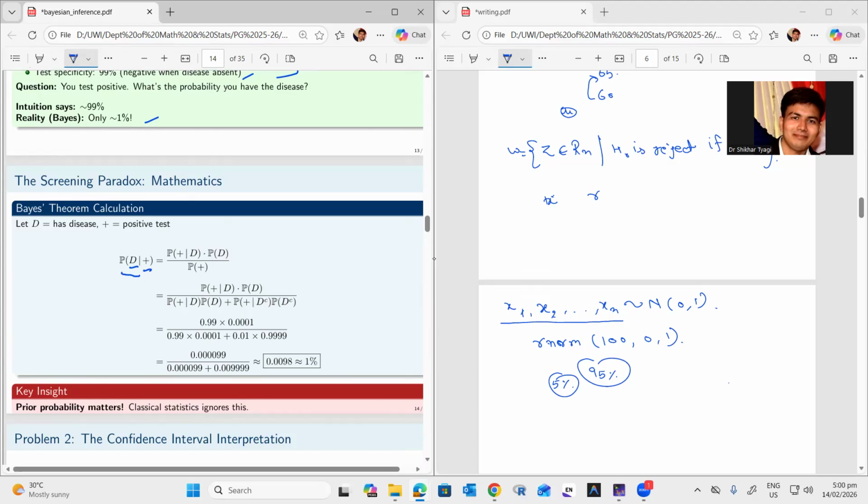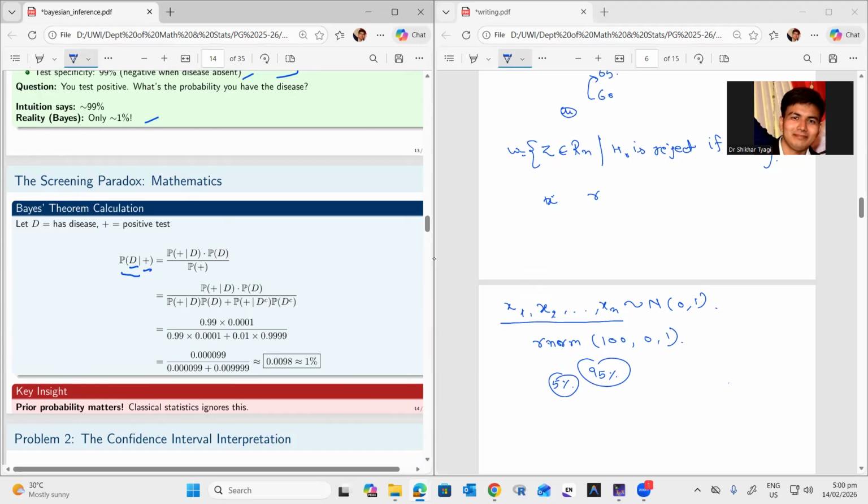So we will expand it. By Bayes theorem, it becomes the probability that the test was positive given that the disease was there, times the probability of the disease being present, divided by the probability that the test was positive given that the patient has the disease, times the probability that the patient has the disease, plus the probability that the test was positive given that the patient doesn't have the disease, times the probability that the patient doesn't have the disease.